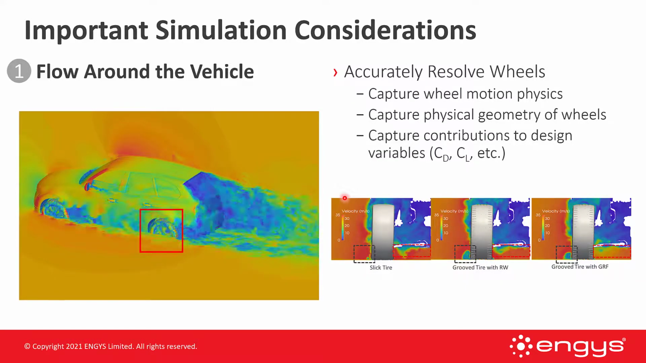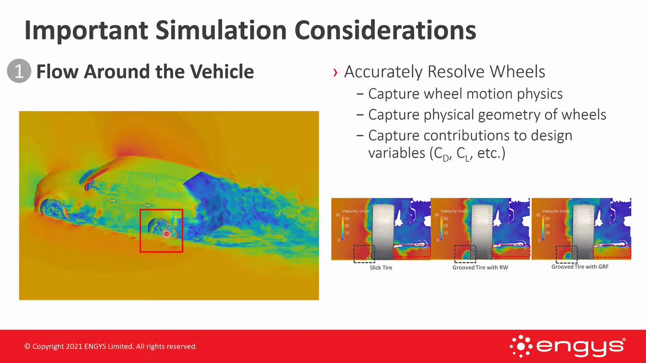Next is accurately resolving the wheels. So we need to make sure that we capture the wheel motion physics. There are different models and different approaches that we can use to capture the actual motion of the wheels. We need to capture the physical geometry of the wheel.